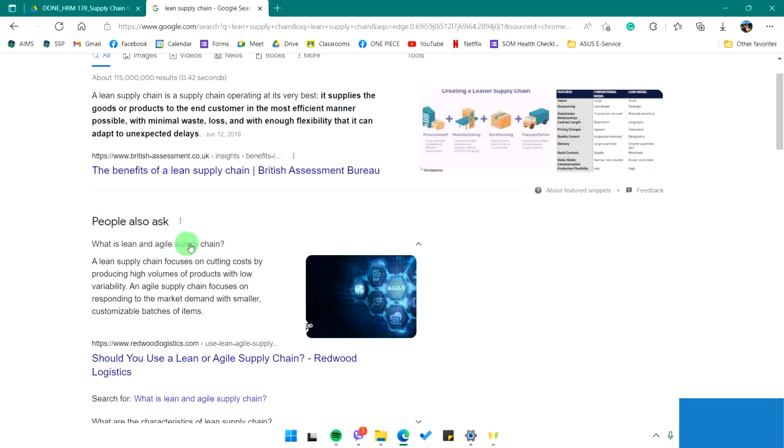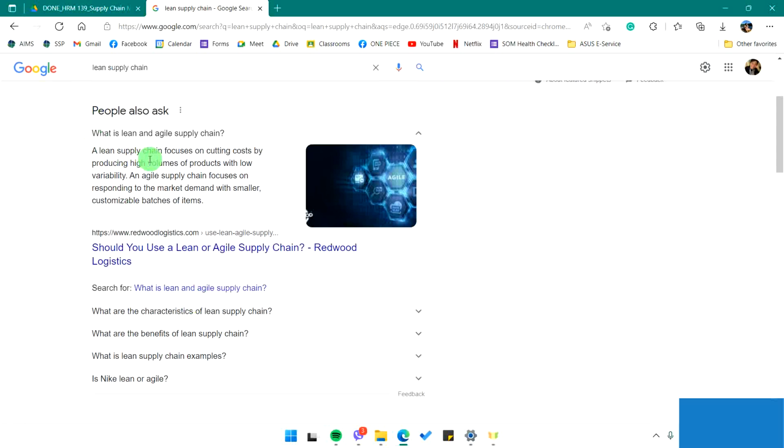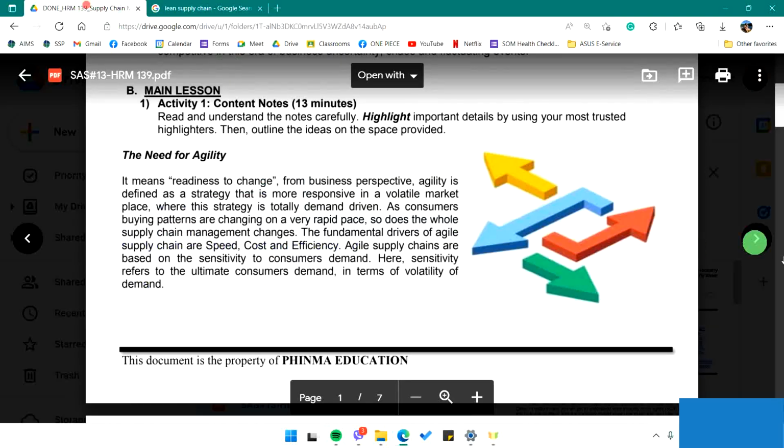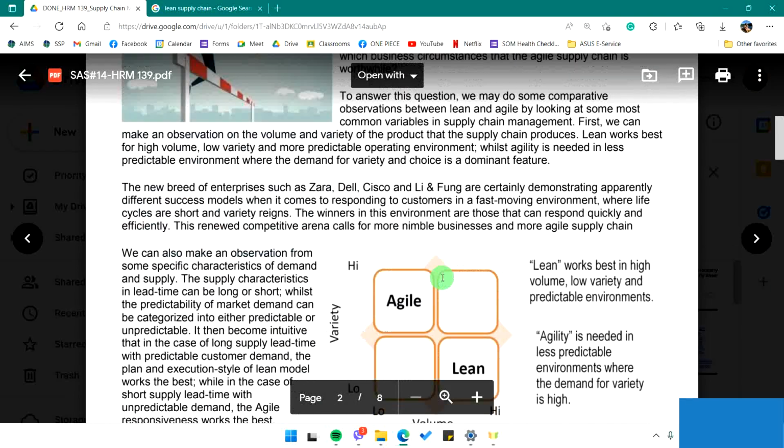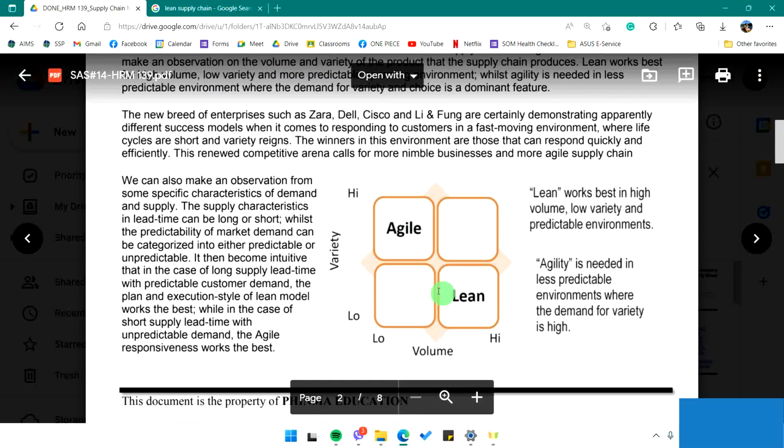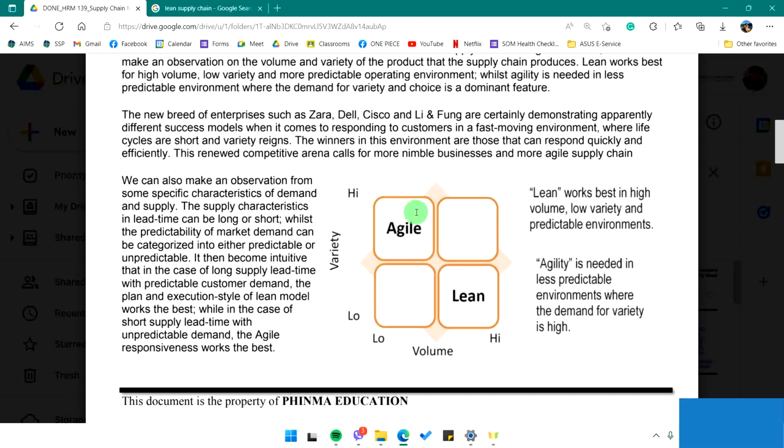Whereas compared with agile or the agile supply chain, ito actually makikita nyo, very common definition or common difference of lean and agile supply chain. Lean supply chain focuses on cutting costs by producing high volumes of products with low variability. An agile supply chain focuses on responding to the market demand with smaller customizable batch of items. So basically, ito na yun eh. Ang agile and lean supply chain. When we talk about agile supply chain, basically it has high variety of products with low volume lang ang kaya natin i-produce. Whereas pag lean supply chain naman ang i-adapt niyo sa business niyo, you are producing high volumes of a specific product with low variety.